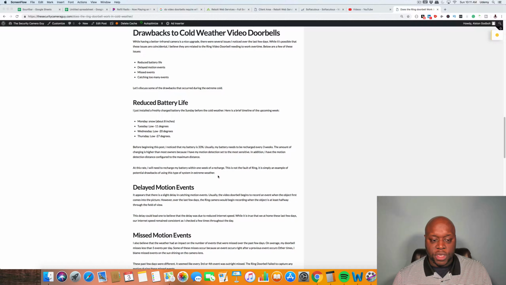So let's talk about the first thing, the reduced battery life. Now, for me, my battery typically lasts about, I would say, 3 weeks. And the reason why my battery only lasts 3 weeks is I have the settings configured to the most sensitive, so the motion catches basically any movement. I live on a busy street, and there are a lot of kids that walk around. So the 3 weeks isn't really that big of a deal. I just take it off and I charge it when needed, and then I put it back on.